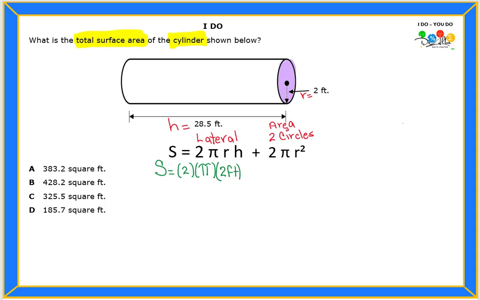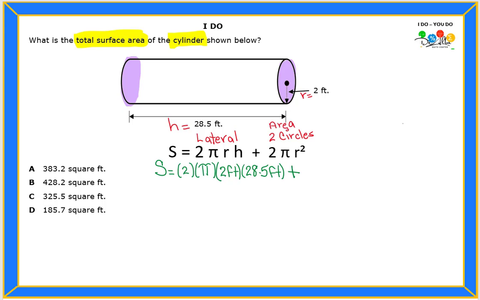So this is one of my bases. The other one, it's kind of hiding, but it's right here. Right? Imagine that is right on the other end. Okay? So now notice how the height is connecting both of the bases. Okay? So that's our clue. So that will be equal to 28.5 feet.